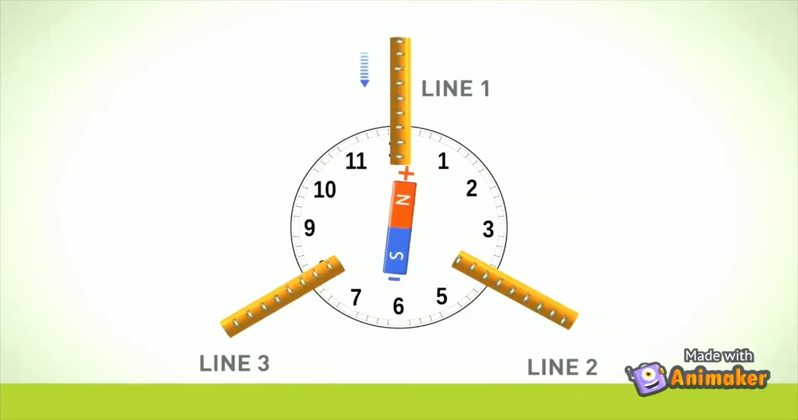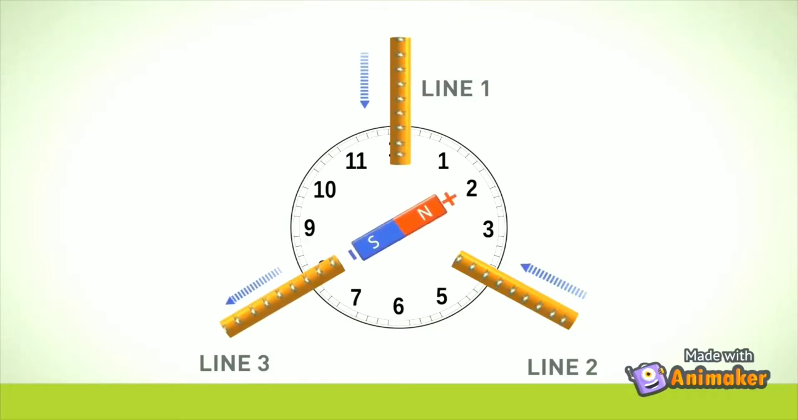Let's look again at the example. As the magnet is spinning, when the north pole is at 1 o'clock, it becomes perpendicular to line 2. So, for sure, electrons stop moving in line 2. However, they are still moving in line 1, attracted by the closer north pole, and they are moving in line 3, repelled by the south pole.